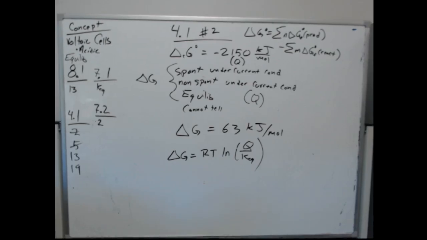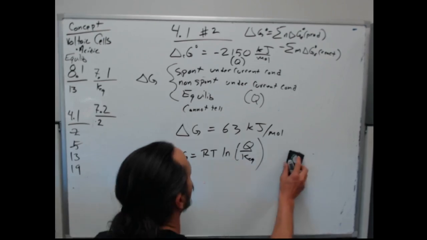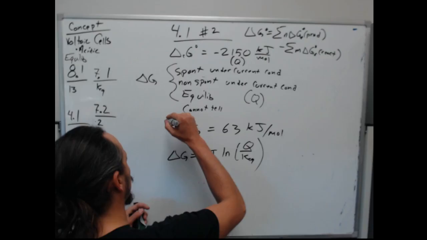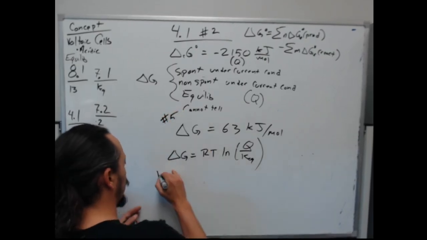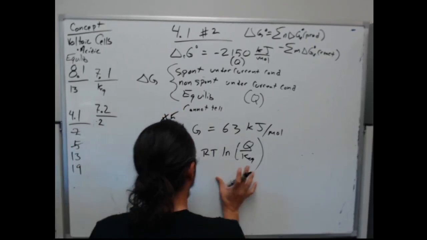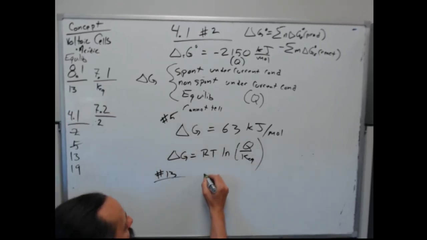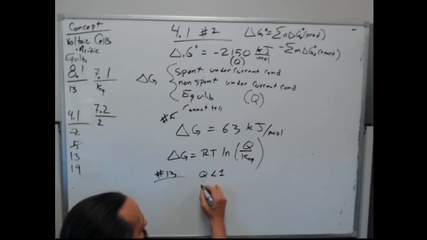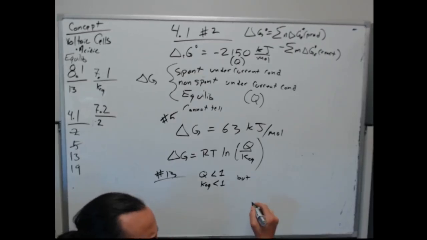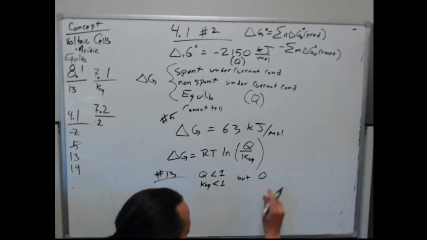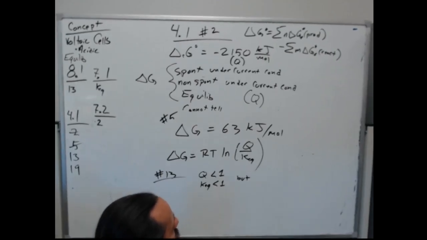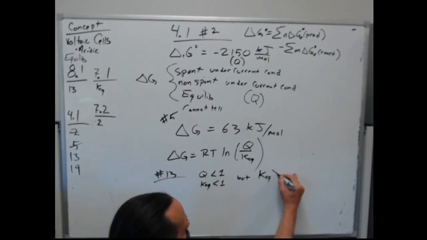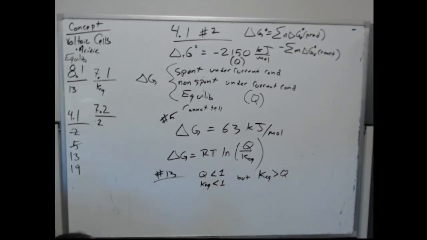Number 13? Okay. It's kind of similar, but I wanted to ask about the logic of going through it. For a reaction, Q and KEQ are both very small values, but Q is smaller than KEQ. Which of the following statements is true? Okay, hold on a second. Let's get that down. So we've got Q is less than 1, KEQ is less than 1, but Q is smaller than KEQ. KEQ is bigger than Q. And which one of the following statements is true? The reaction is spontaneous. It's just the same.